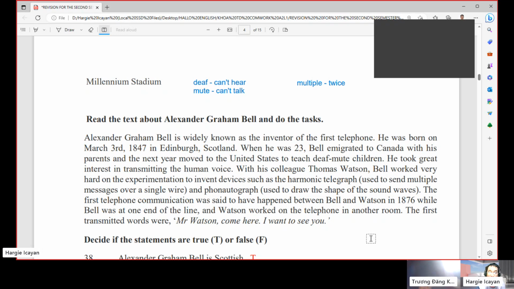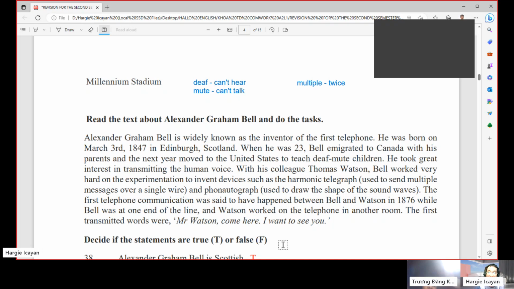1847. Yes, that's correct. Because the question is only in what year he was born, you should give only the year. No need to give the date or the month, because the question is just the year. Next. How old was he when he immigrated to Canada with his parents?